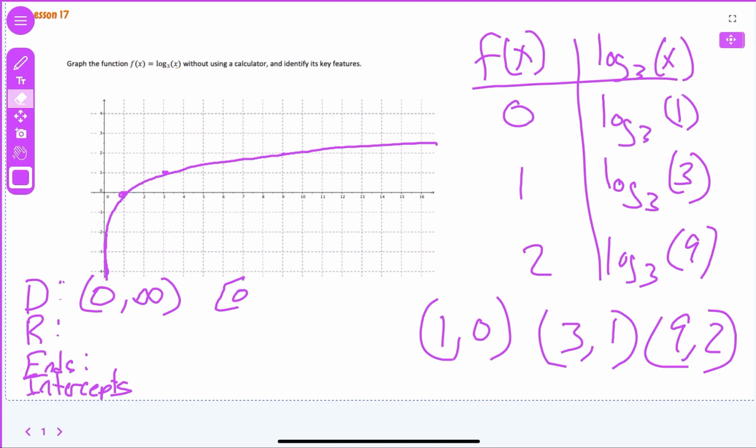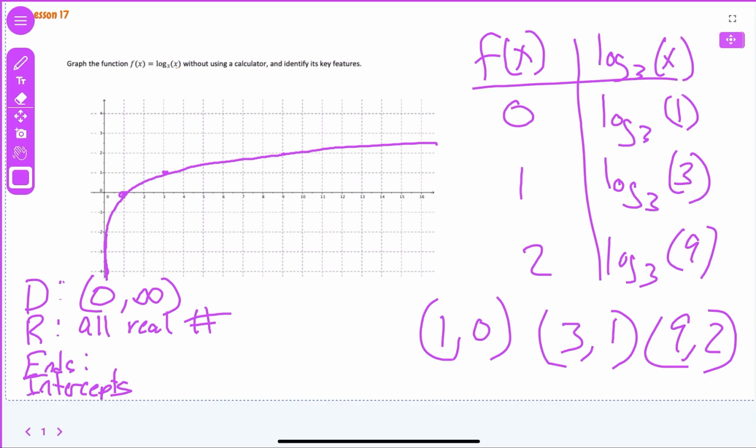Okay? Now, what is the range? The range is the y, right? So, what is it? It will be all real numbers. Because it's going to continue increasing, going up on the right side, and it's going to approach negative infinity at 0. Okay, it's never going to get there.